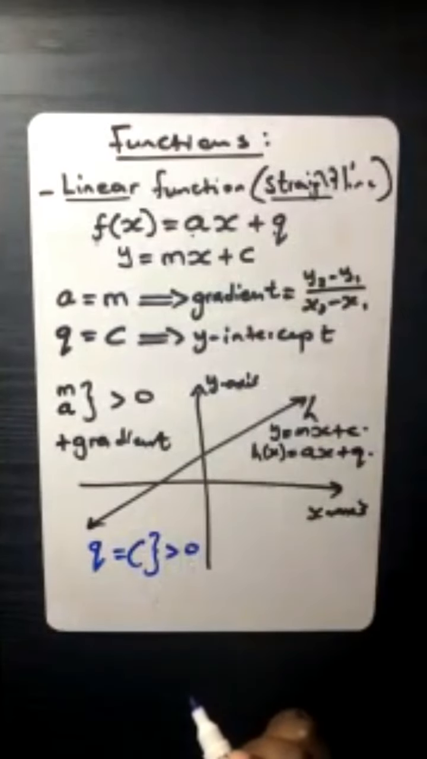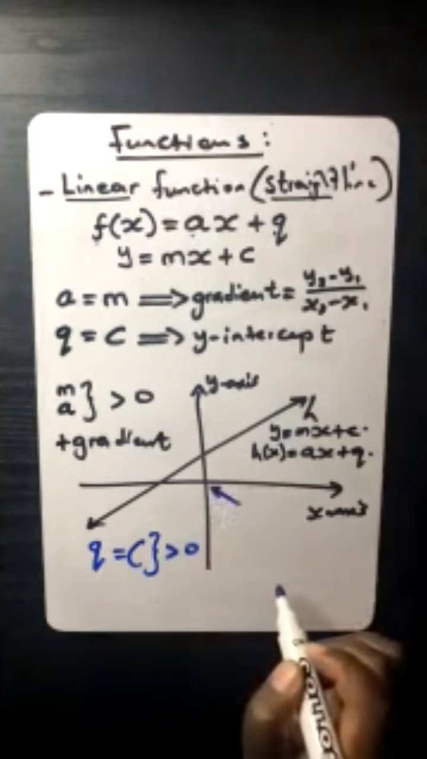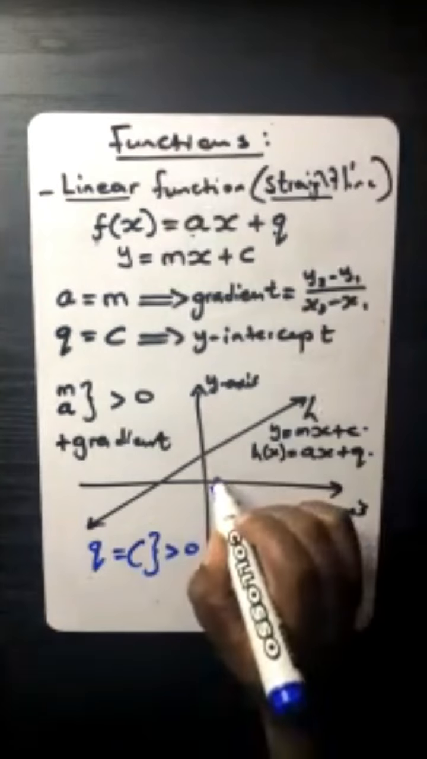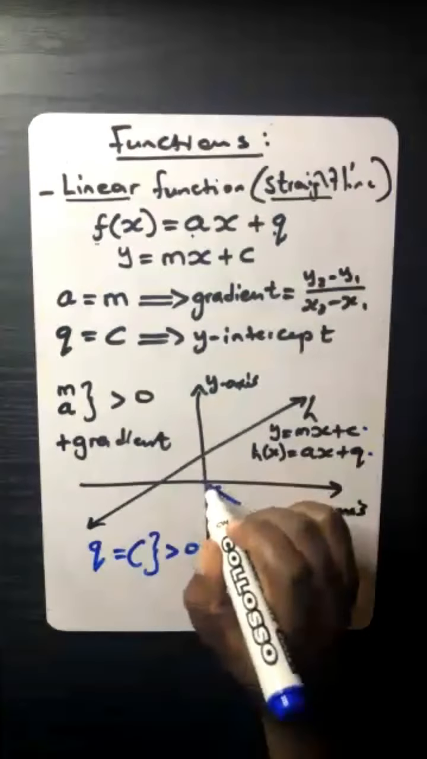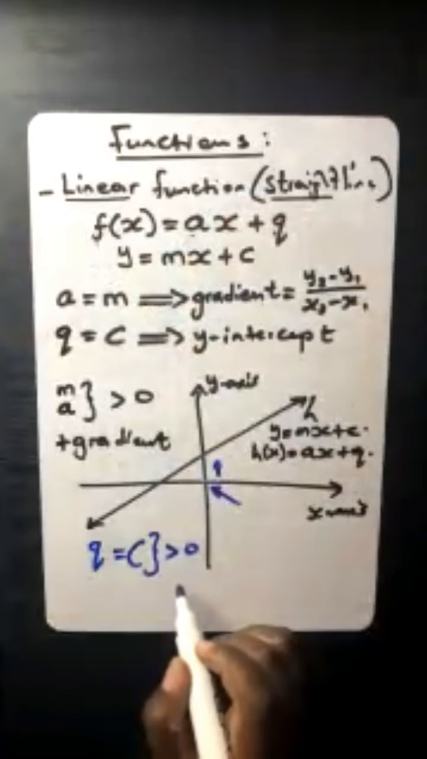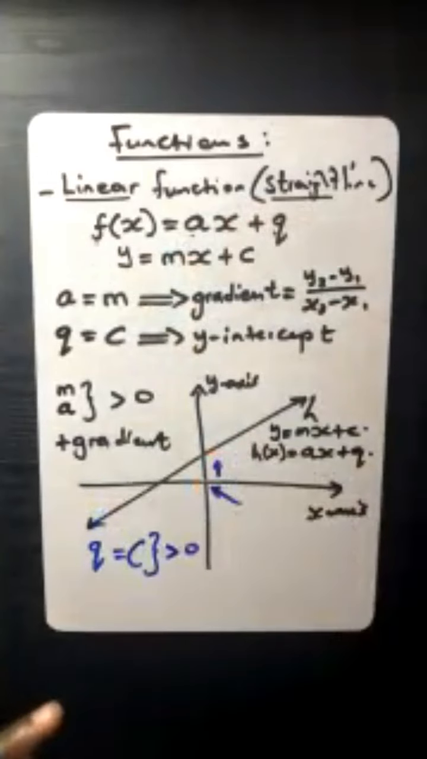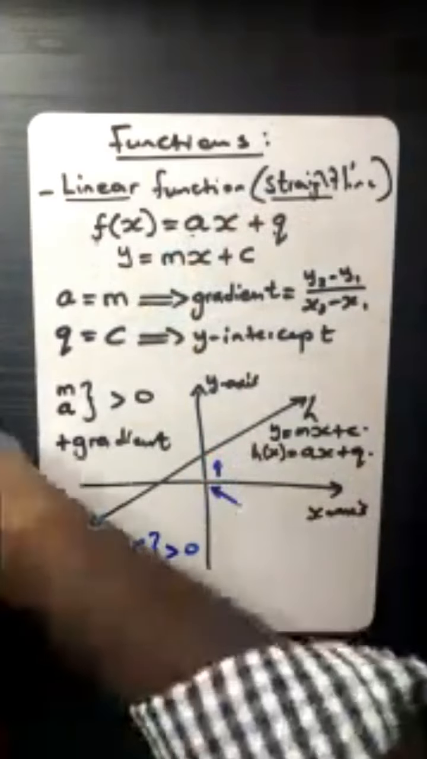I'm not sure if that makes sense, guys. So we've got our Q greater than 0 because this is the point of origin. So from that point of origin, going up, you've got positive values. From that point going down, you've got negative values.